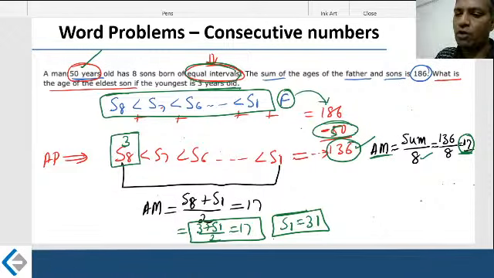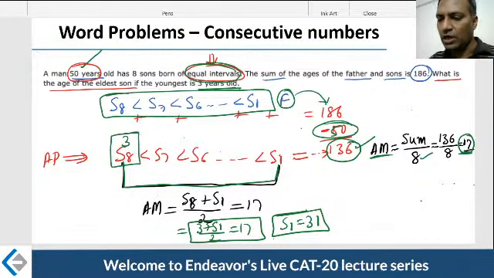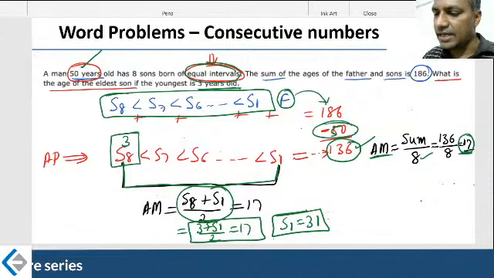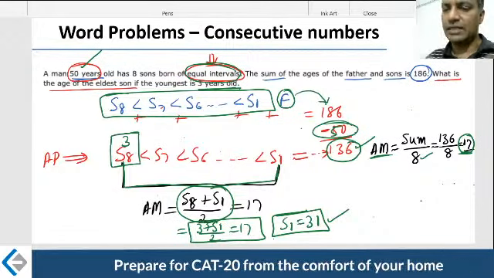Arithmetic mean can also be found by using the first son and the last son divided by 2. First and the last divided by 2, because they are in AP. We already said that. So I added them and divided by 2, and thereby I got the age of the eldest son. The eldest son is 31 years old, right? That is the idea there.